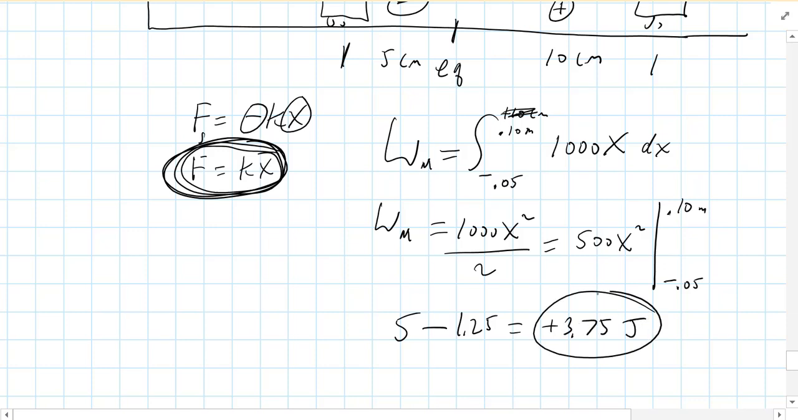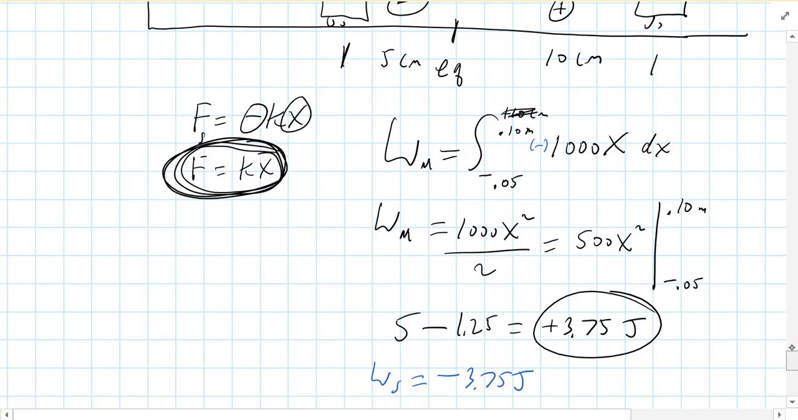So that's how much work I did to move the cart from point A to point B. The work done by the spring would simply be the exact opposite of that. It'd be negative 3.75 joules. All that would happen here is you would put a negative in front of this 1,000. So the work done by you is positive 3.75. Work done by the spring is negative 3.75.